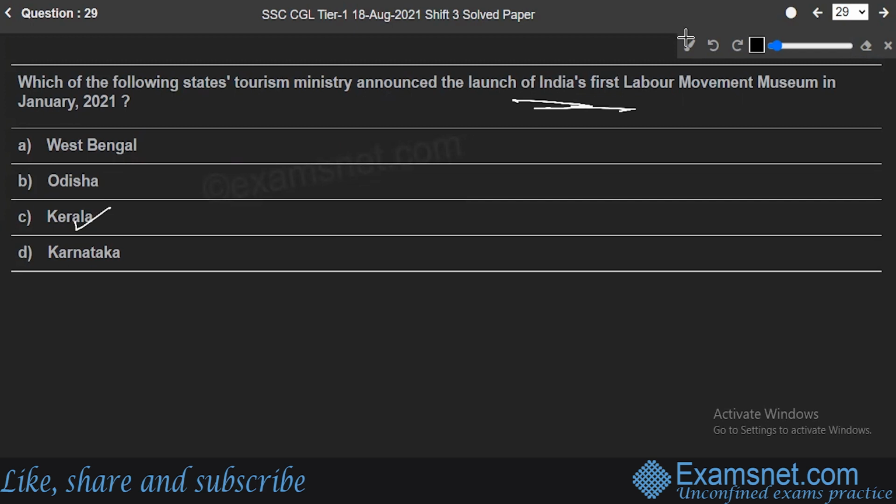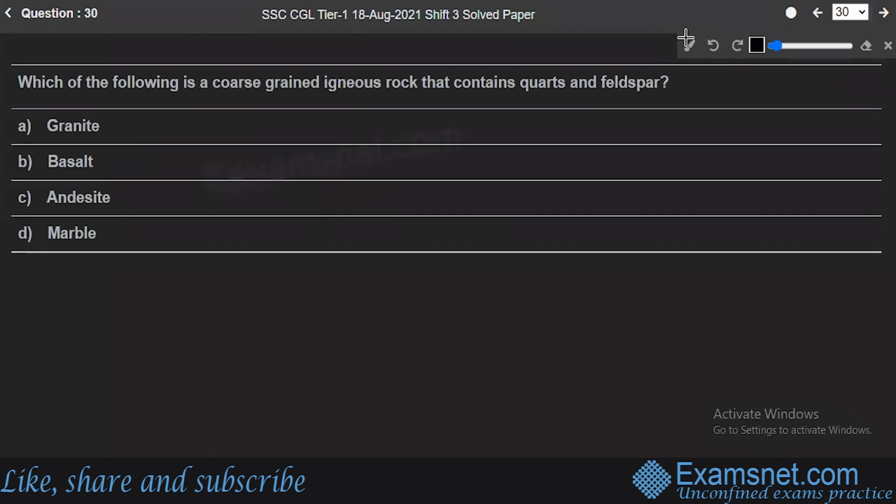This museum will portray the growth of the world labor movement and the history of Kerala's labor movement through pictures, documents, and other exhibits. So, option C is the correct answer to the question. Next, question number 30. Which of the following is a coarse grained igneous rock that contains quartz and feldspar? Is it granite, basalt, andesite, or marble?